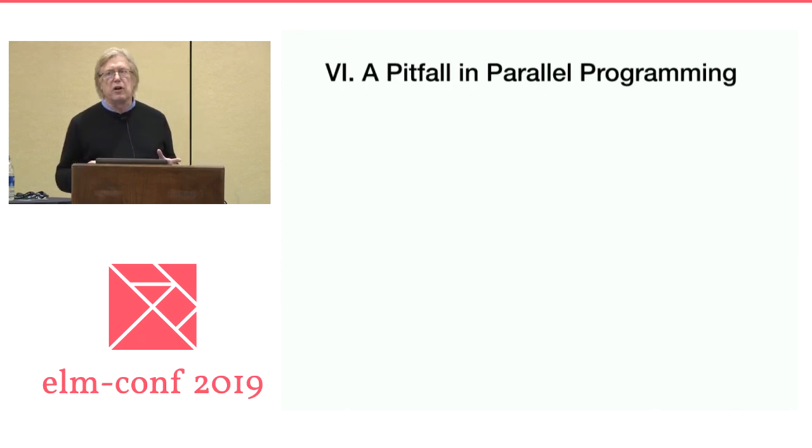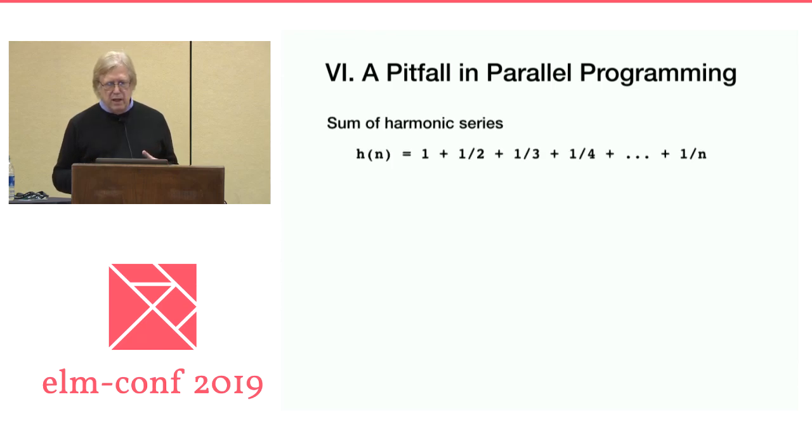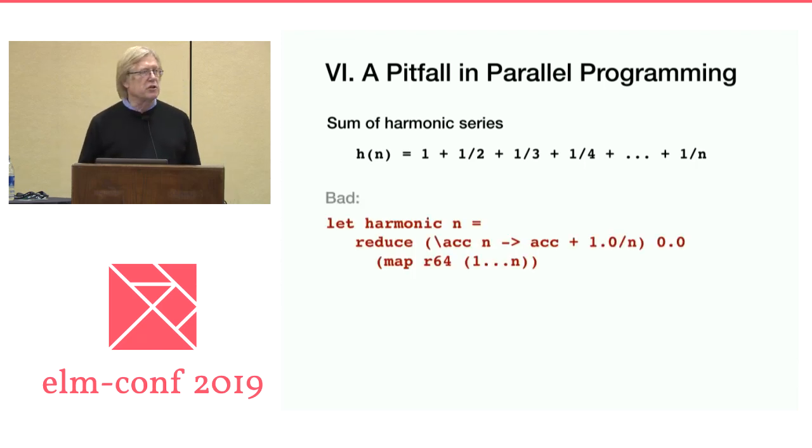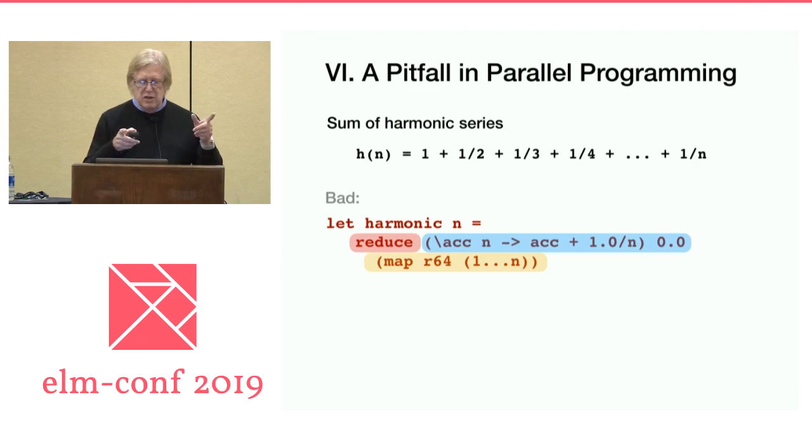Well, let me talk about the one pitfall in parallel programming that I encountered. This is a problem that I always like to do. Sum up the reciprocals of the first n integers. Now, that's a series that diverges, something that was known in the 1200s, by the way. So here is my solution. It seems to be perfectly fine. I take an array of integers, I turn them into floating point numbers, and then I'm going to reduce that list using a function that takes an accumulator and a number and forms the accumulator plus the reciprocal of that number. That's the way you would do that. That's the way you do it in Elm, and it works.